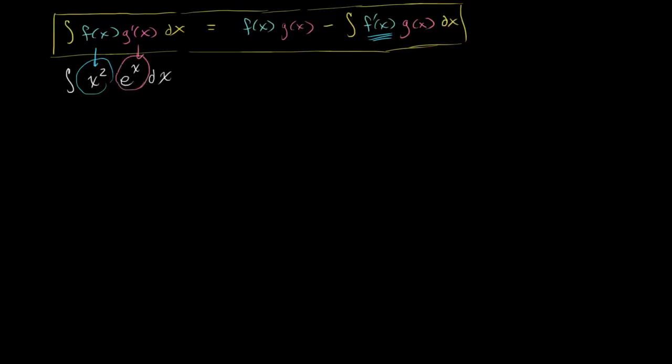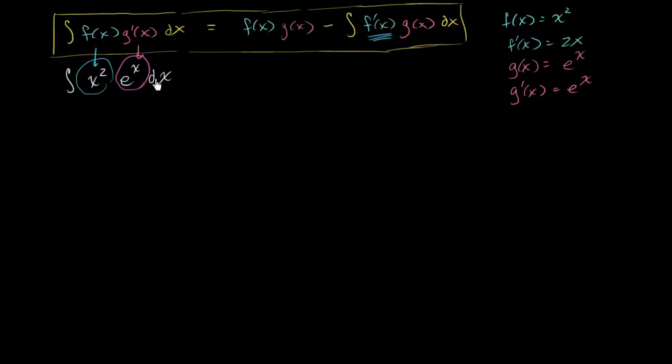So let me write this down. We are saying that f of x is equal to x squared, in which case f prime of x is going to be equal to 2x. And I'm not worrying about the constants right now. We'll just add a constant at the end to make sure that our antiderivative is in the most general form. And then g prime of x is equal to e to the x, which means its antiderivative, g of x, is still equal to e to the x. And now we're ready to apply the right-hand side.